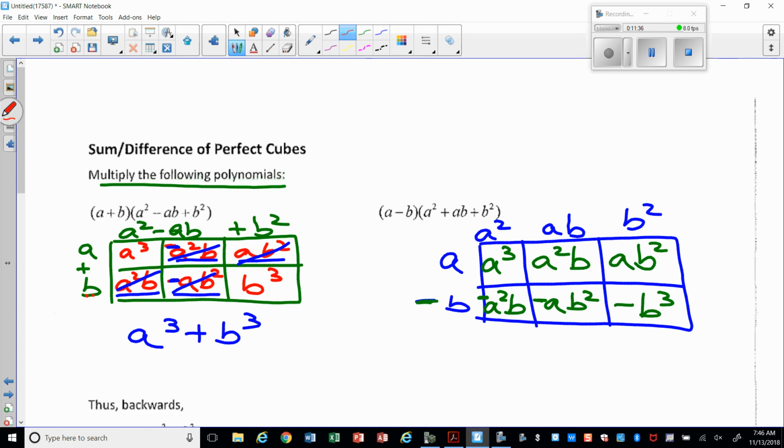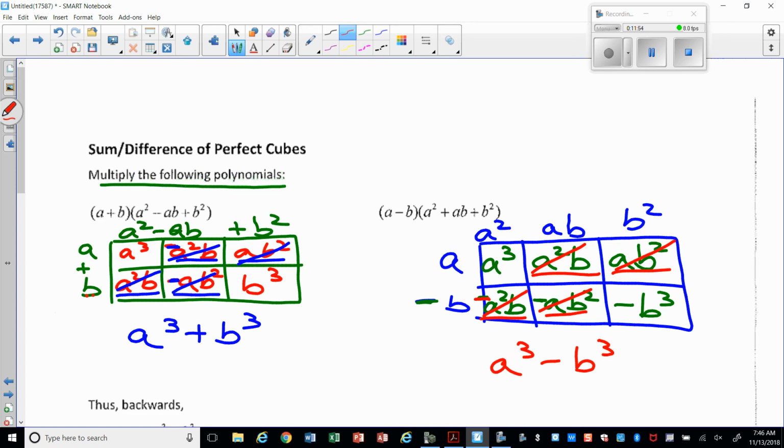All right, and then just like before, this term and this term are the same except for the sign, so they add up to 0. This term and this term are the same, so they add up to 0. So I get A cubed minus B cubed.